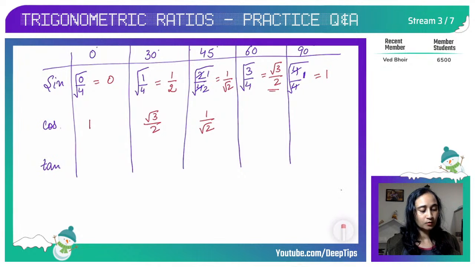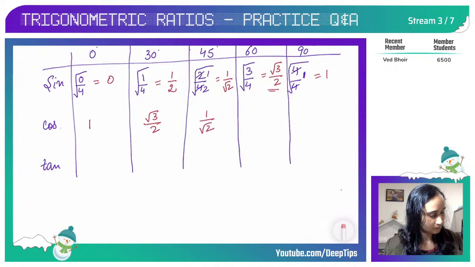Now let's come to the complementary of sine 60, that means cos 60. So we know that the complementary angle of 60 degrees is 30. So that's why cos 60 is equal to sine 30. So here we write 1 by 2.